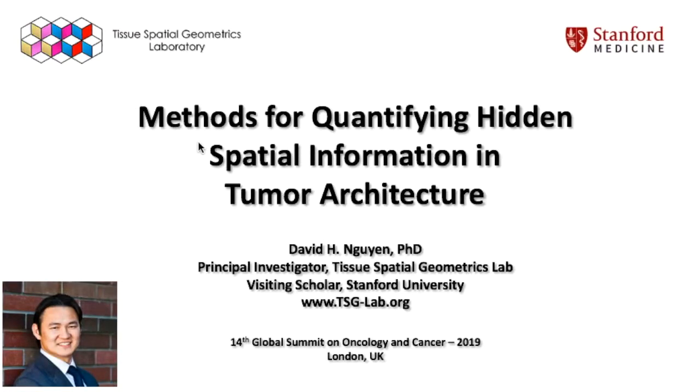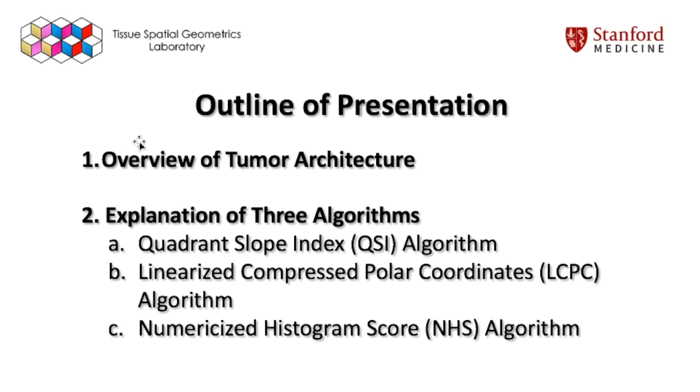Today I'm going to talk about methods for quantifying hidden spatial information in tumor architecture. The algorithms that I'll be discussing have automated R scripts that can be downloaded from my GitHub page, and you will see the link in the following slides. In this presentation, I'm going to briefly talk about recurring patterns in tumor architecture, and then I'm going to explain 3 of the algorithms that I've developed and how they work, and give specific applications of them.